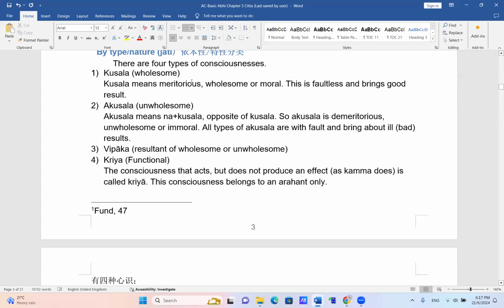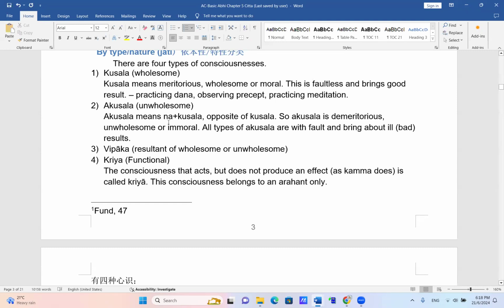Kusala means meritorious, wholesome, moral. This is faultless and bring good result. Okay. So this means that anytime when you have a kusala chitta, when you have a wholesome mind, you will see this consciousness. Okay. So for example, when you have practicing dana, donation, when you're observing your precept, sila, when you are taking meditation, but not in the deep jhana, right? So you are just normal meditation. So you are practicing meditation, just practicing. So you have these wholesome deeds come out.